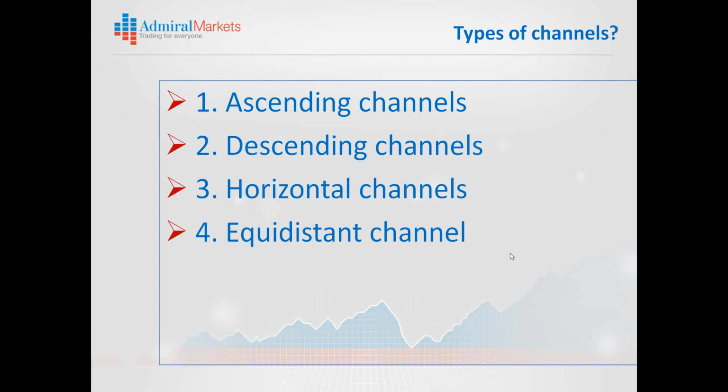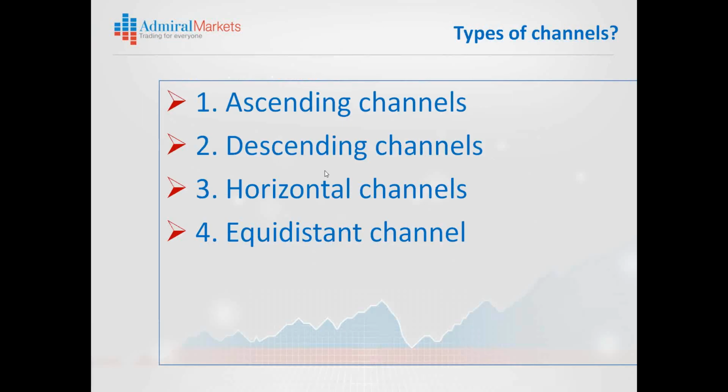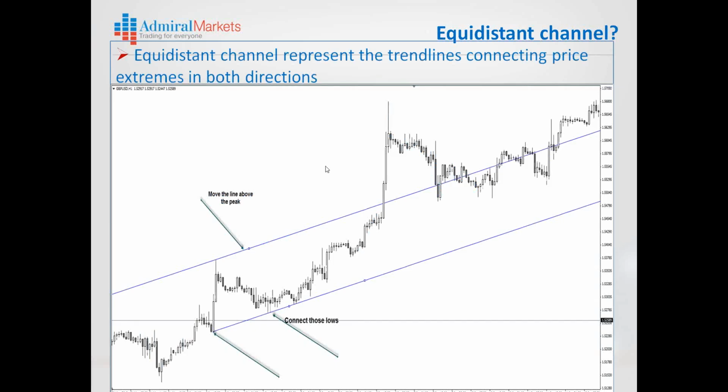So if we have an uptrend, that is an ascending channel. If we have a downtrend, that is a descending channel. If we have a sideways moving market, that is a horizontal channel. And if we have a special kind of channel, we call it an equidistant channel. I will show you. An equidistant channel represents trend lines connecting price extremes in both directions. So how do we do that?